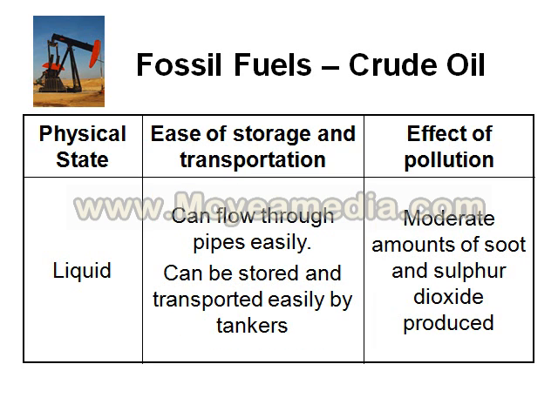Second one is crude oil, physically in liquid state, which can flow through pipes easily and can also be transported easily by tankers. The effects of pollution are moderate amounts of soot and sulfur dioxide that are produced from crude oil.